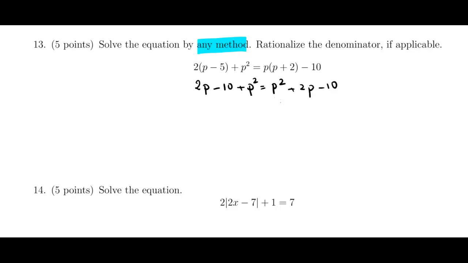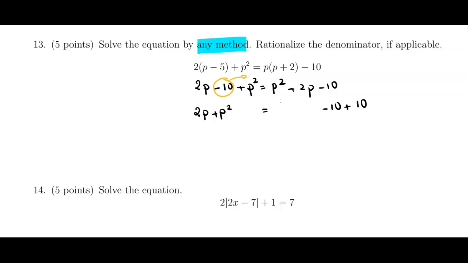So the way we usually do it, we group the p's together and we group the numbers on the other side, right? So here you're going to have 2p plus p squared. So my intention again is to move this to the other side after the equal sign, right? So if I do that, it's going to be only minus 10 here, and I move the minus 10 to the other side, it's going to be plus 10.